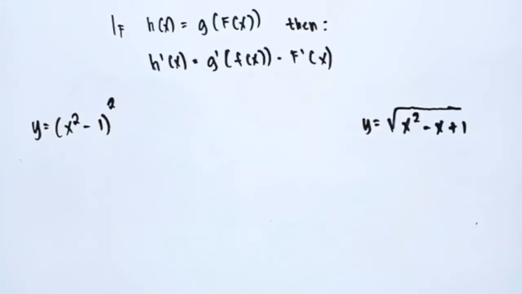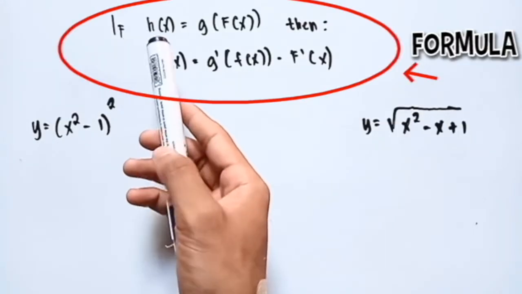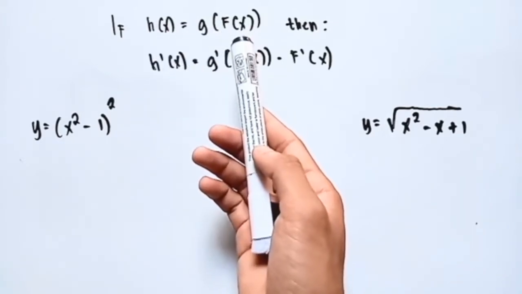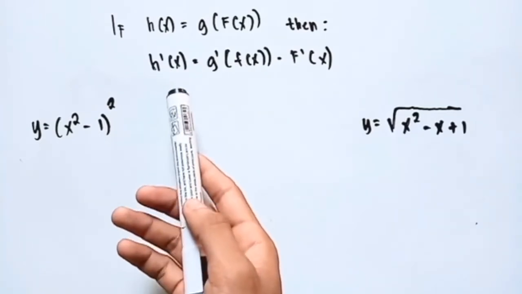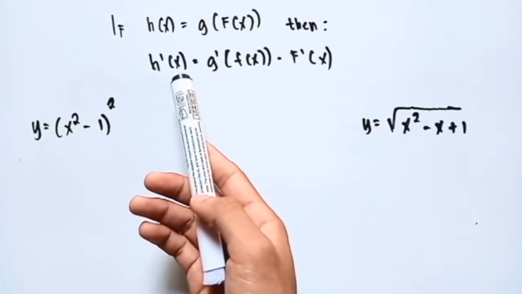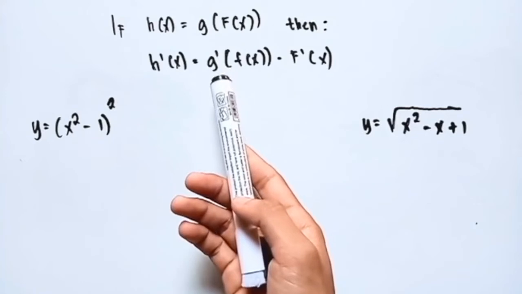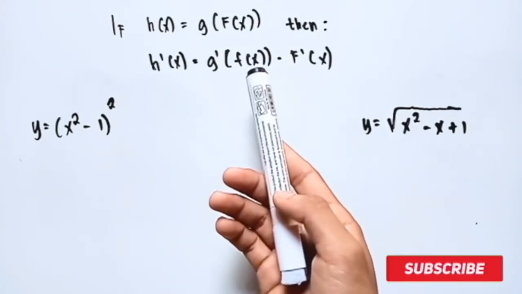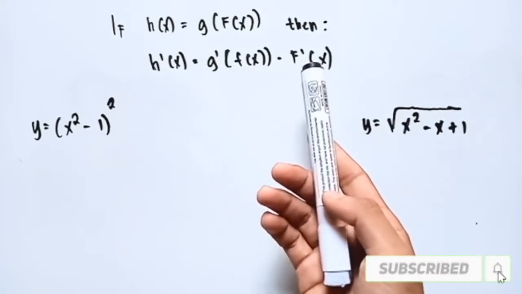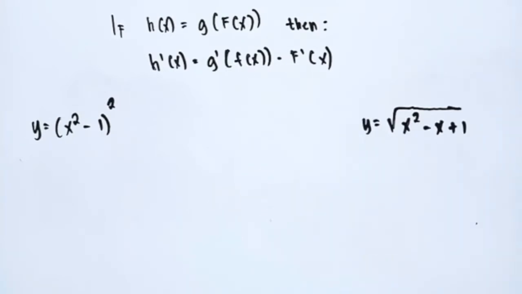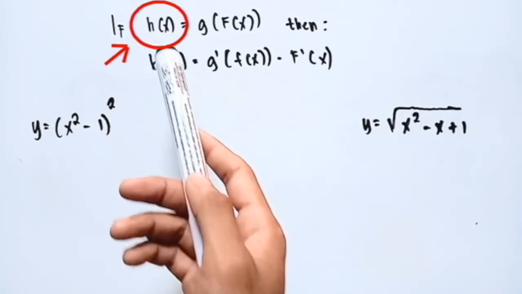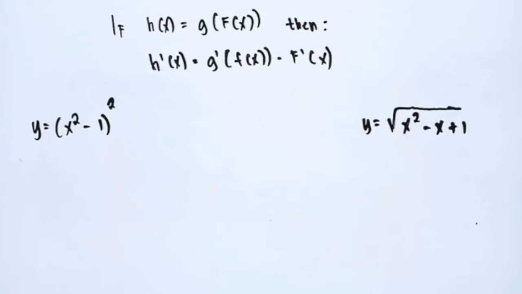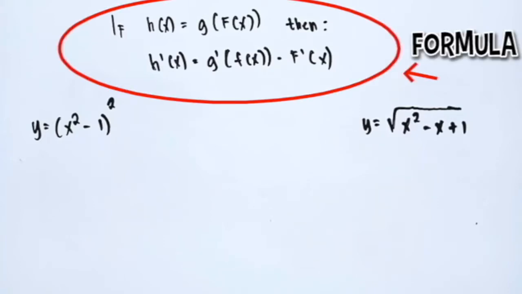So the formula is: if the function h of x is equal to g of f of x, then the first derivative, or h prime of x, is equal to g prime of f of x times the derivative of f of x, which is f prime of x. Note that h of x is a composite function. So let's try some problems and apply this formula.